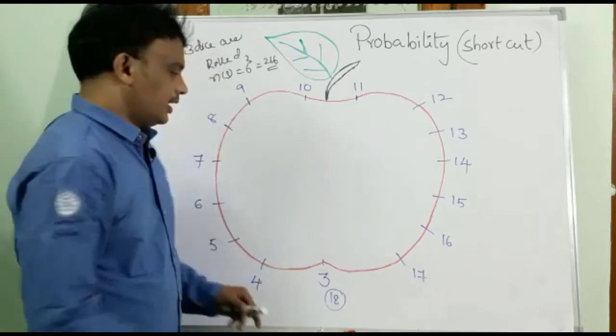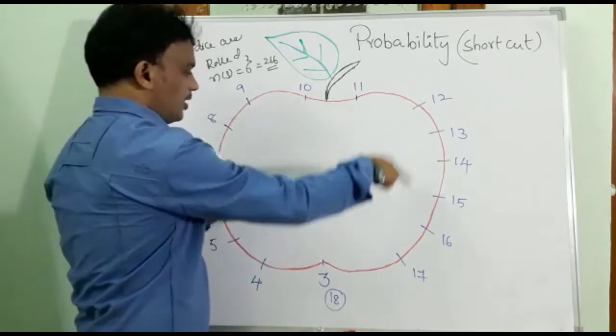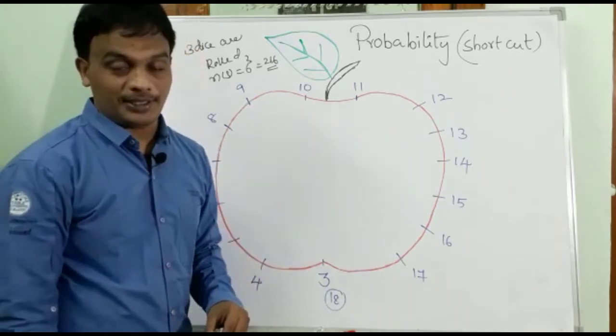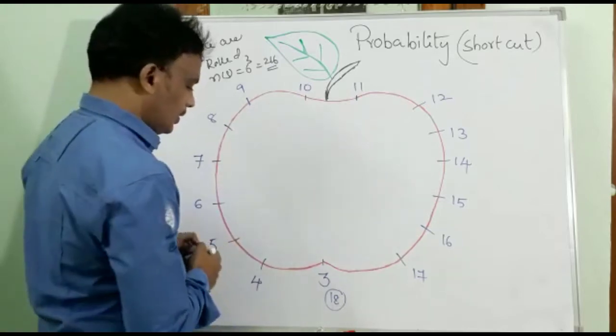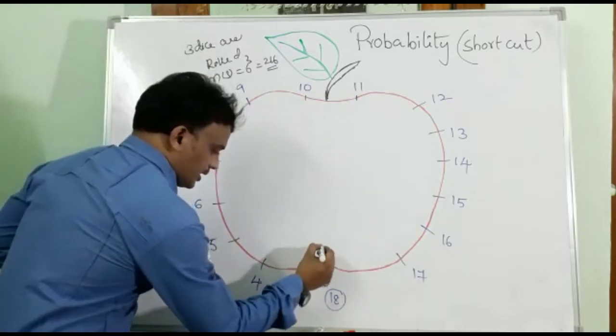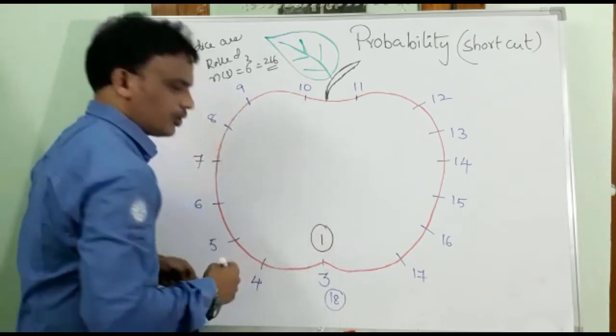Now I have taken the numbers like this, which form the shape of an apple. From this we will get that magic. Let us see. Now here I am going to write the favorable cases. I am going to round off this one.